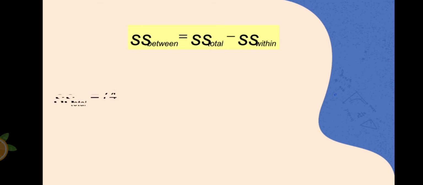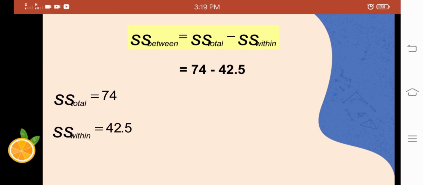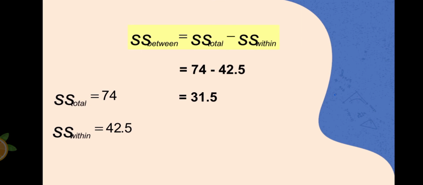Now let's calculate the sum of squares between, since we now have the SS total and the SS within. So we just have to subtract the values. So we have here 74 minus 42.5 is equal to 31.5. So that is the value of our sum of squares between.